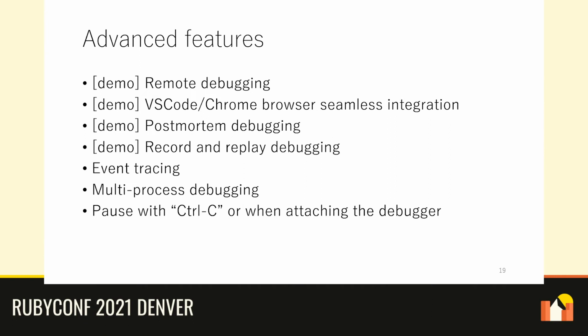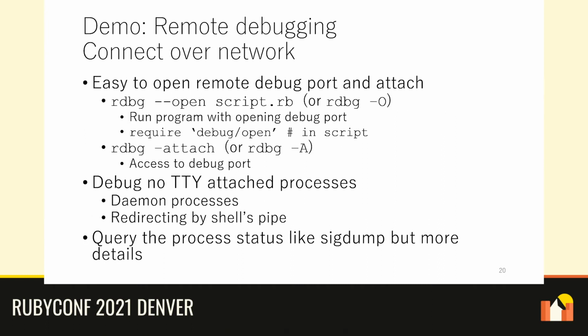Next, I want to introduce the advanced features debug.gem provides. Today, I'll show 4 features. At first, debug.gem supports remote debugging feature. You can open debug port by using rdbg command with open option. After that, you can attach to the port with rdbg attach command. And the attached program will pause the execution.